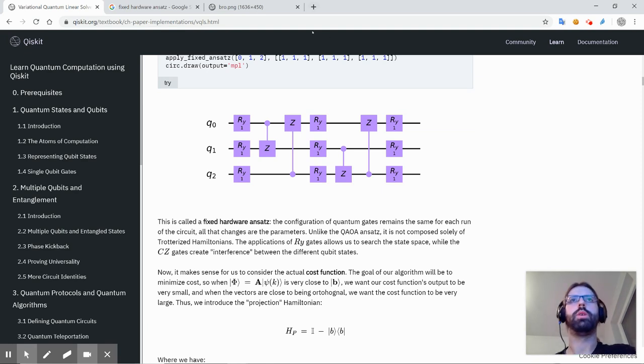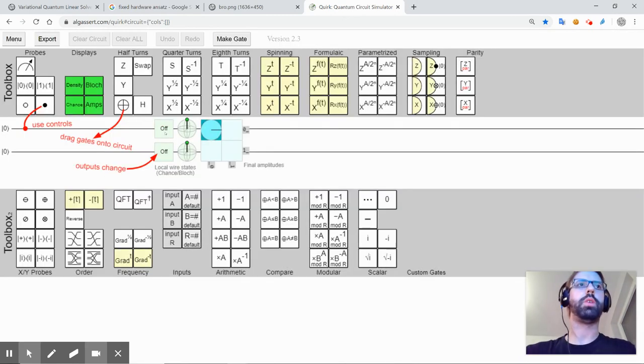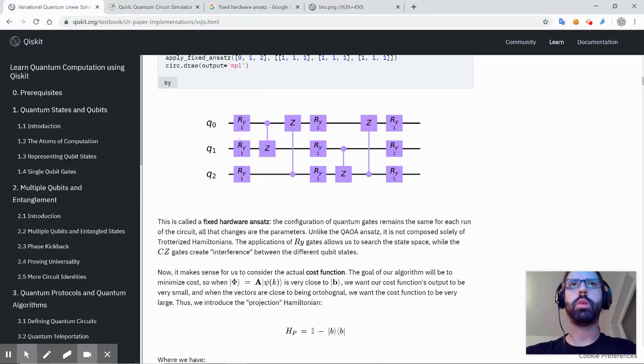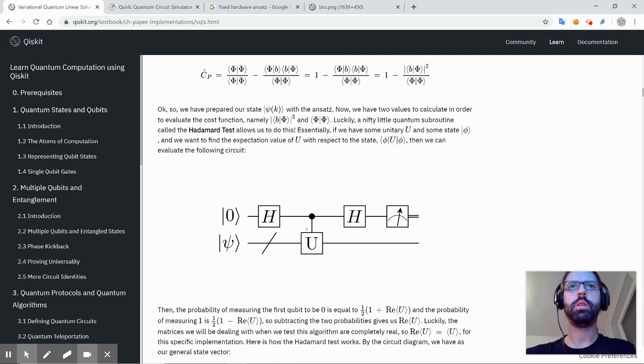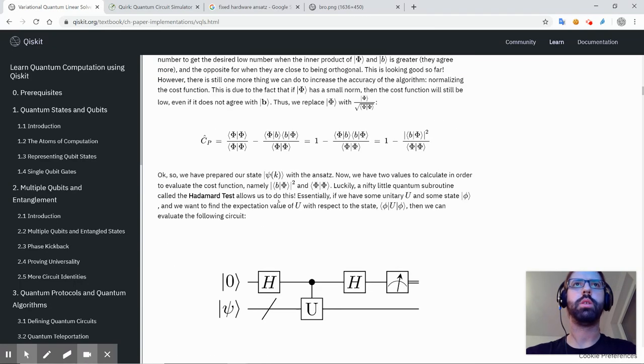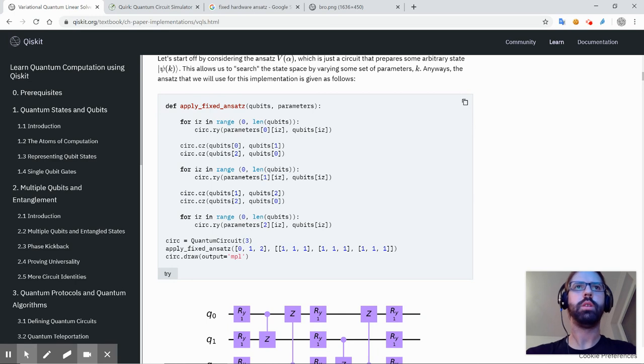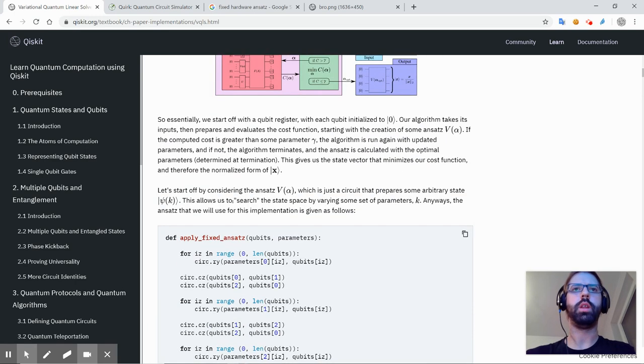Let's take a look at this in Quirk for a second. How are we exploring this state? Those are parameters, but the control Z gates are not parameterized, are they? What is parameterized in here? Oh wait, parameters. Okay, interesting, only the rotations are parameterized.